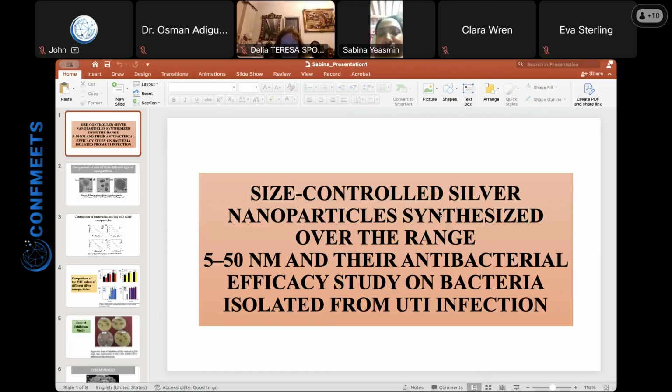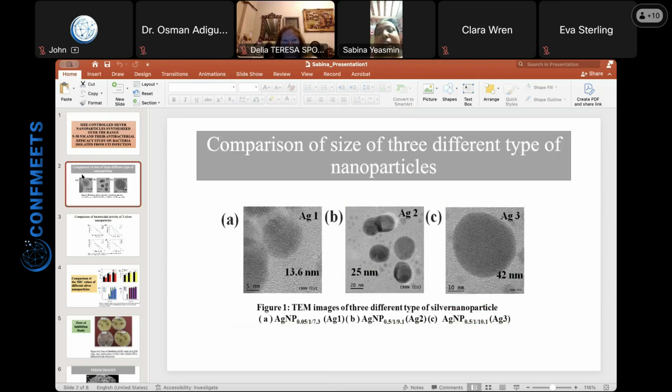50 nanometer, and their antibacterial efficacy study on bacteria isolated from UTI infection. At first, I want to tell you what nanoparticles are. Nanoparticles are particles ranging in size from 1 to 100 nanometer.